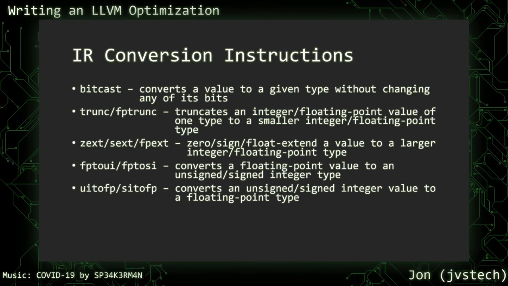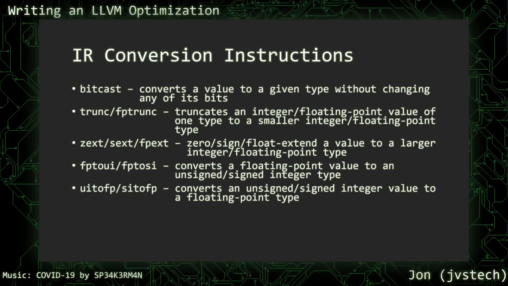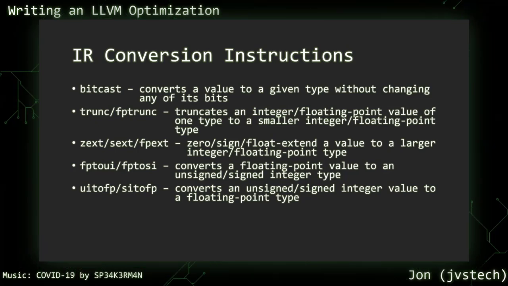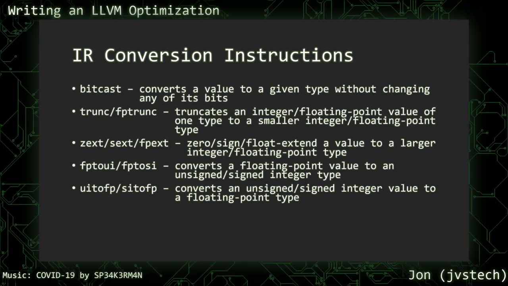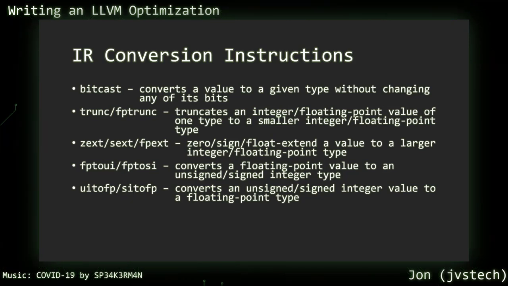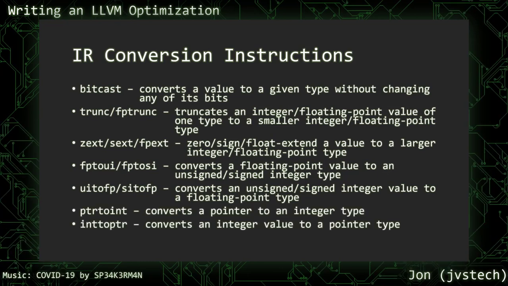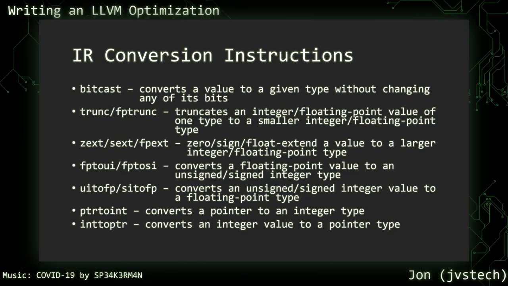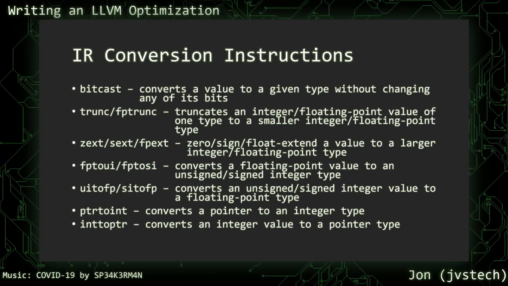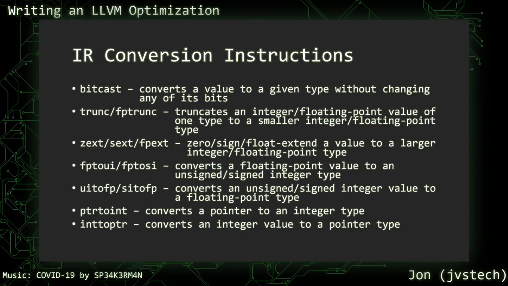Pairs of conversion instructions, FP to UI, FP to SI, UI to FP, and SI to FP, are used for converting between floating point values and signed or unsigned integer values. These instructions involve rounding if the corresponding value can't be exactly represented by the destination type. The final conversion instructions, pointer to int and int to pointer, do exactly what they sound like. They convert integer values and pointers to and from each other. These are useful for things such as reading from and writing to hardware-defined I/O addresses, or converting addresses to integers for display or logging.